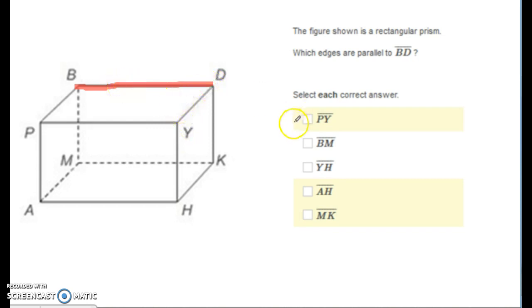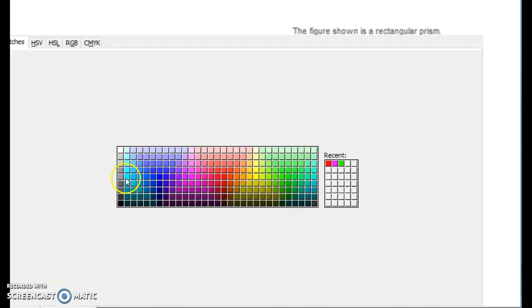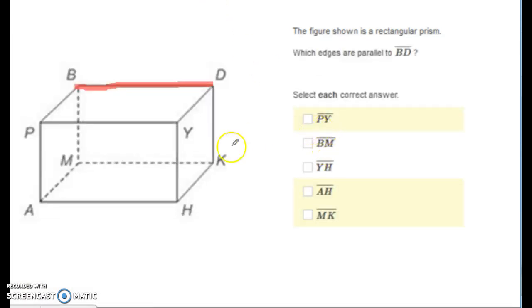All right, so we have line BD, and we're going to select which of these are parallel. So let me start with a different color. All right, so PY. Even though it doesn't have the marking, we know it's a rectangular prism. So we know each side is a rectangle, and in a rectangle, the opposite sides are parallel. So that line is parallel.